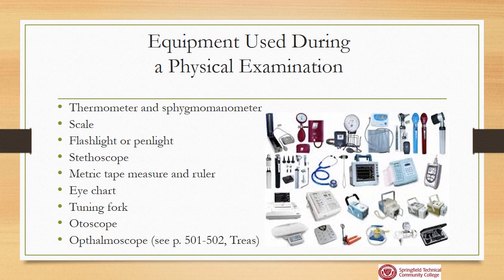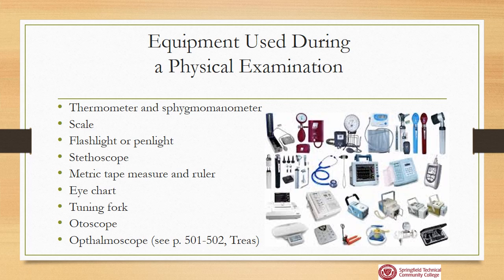There's a lot of equipment that can be used during a physical examination. You're going to have a thermometer, a sphygmomanometer. If you're doing a weight, you need a scale. You're going to be using a flashlight or a pen light to check pupils and to do any focused skin assessments. You want to make sure you have your stethoscope at all times. If you have any wounds or anything that needs measuring, you're going to need some sort of measuring device. If you're checking vision, you're going to need an eye chart.